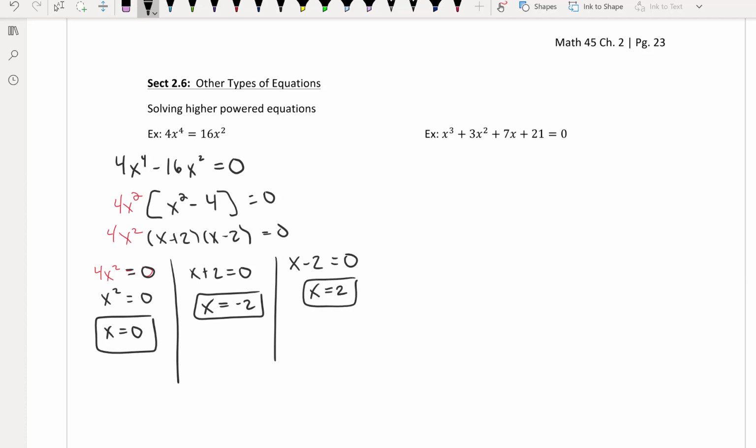So I'm going to have my three answers. My three answers being x is equal to 0, x is equal to negative 2, and x is equal to a positive 2. Now, let's go ahead and look at the second example.